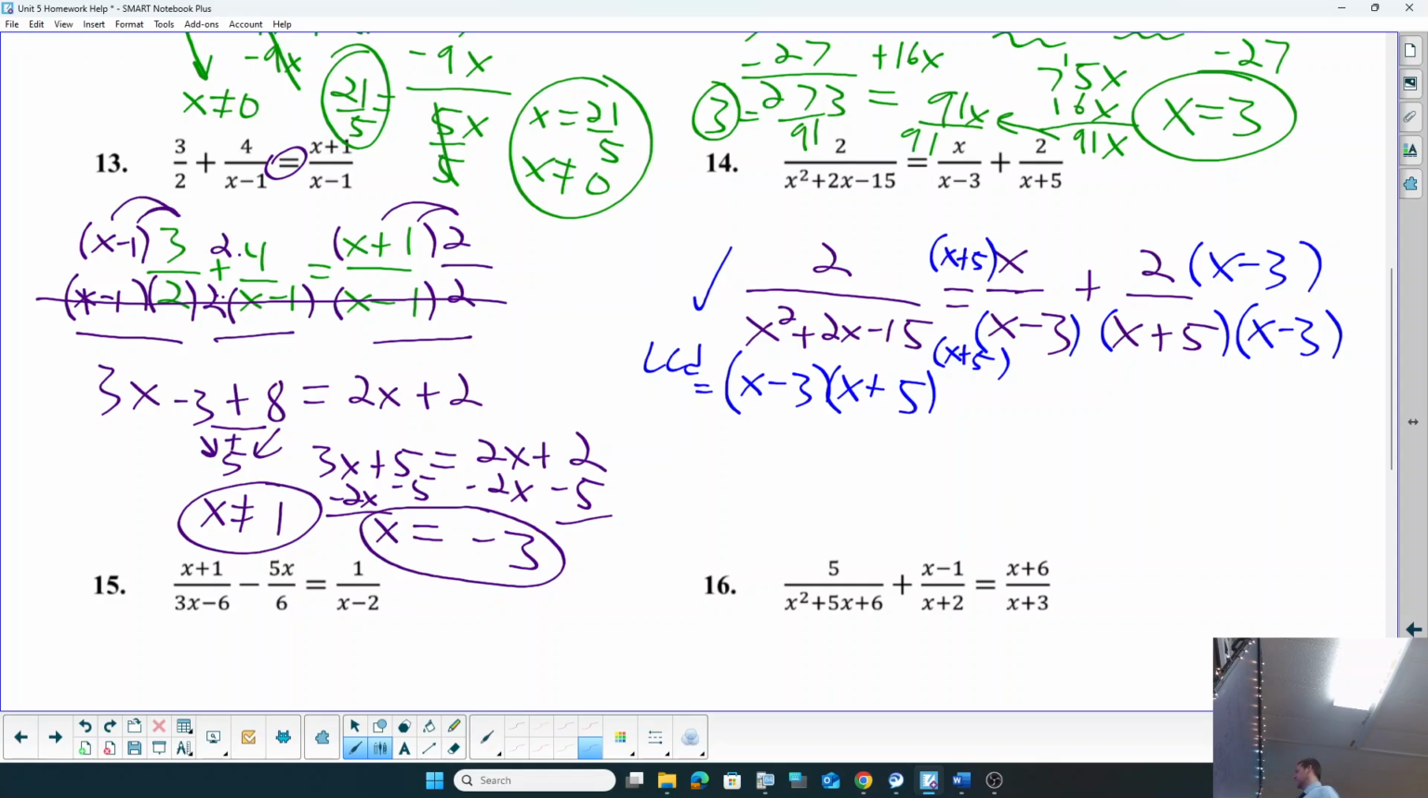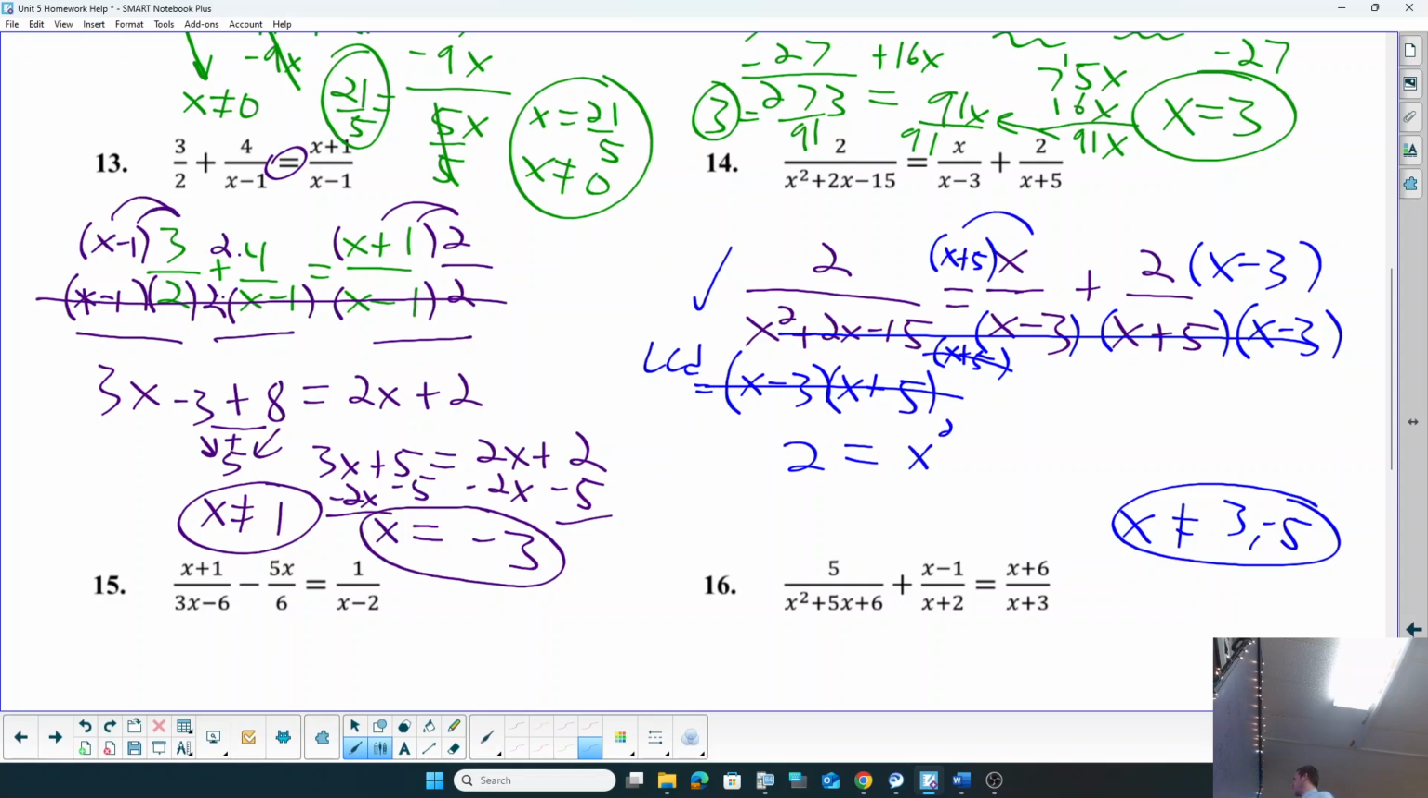Has the LCD. So then we can eliminate the bottom. Don't forget our restrictions. Our x can't equal 3 and negative 5. And then we're going to go ahead and bring down the 2. Eliminate the bottom.